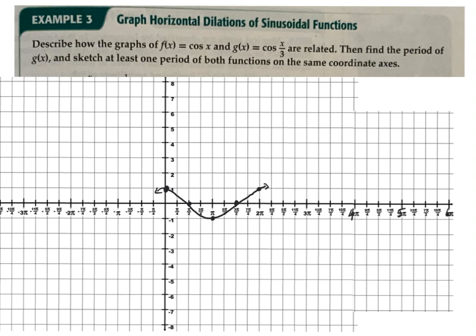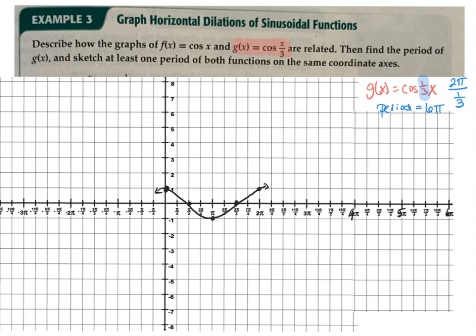All right. Now, all of a sudden, I have a new period. So this cosine of x over 3, I could write that as g of x equals cosine of 1/3 x, right? Everybody agree with that? My period, I calculate that by saying 2 pi divided by my b. My b here is 1/3. So 2 pi divided by 1/3. When I keep change flip, I'm going to get 6 pi. Everybody see that? So my period here is going to be 6 pi.